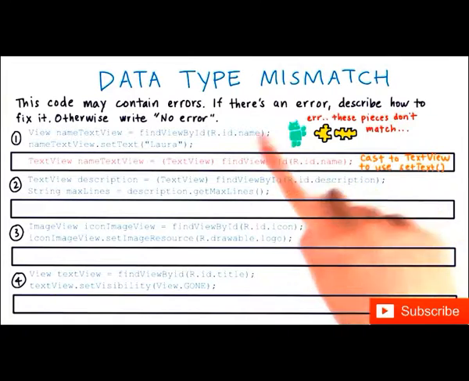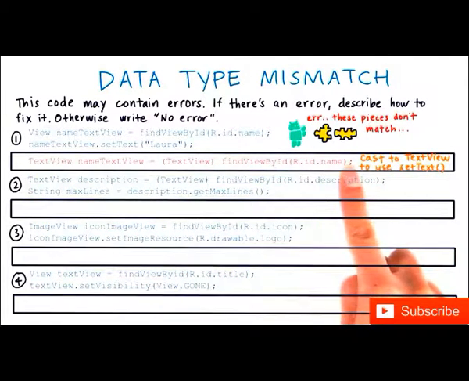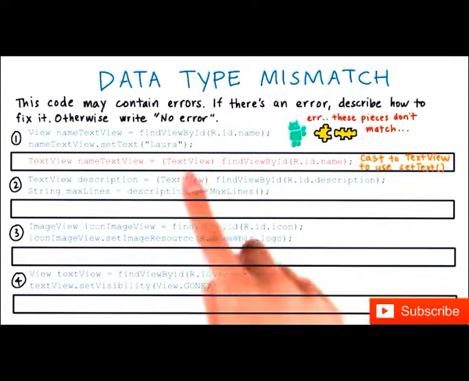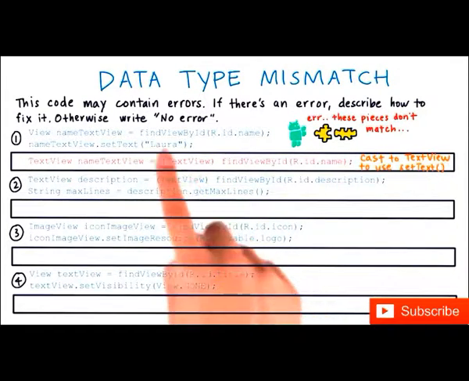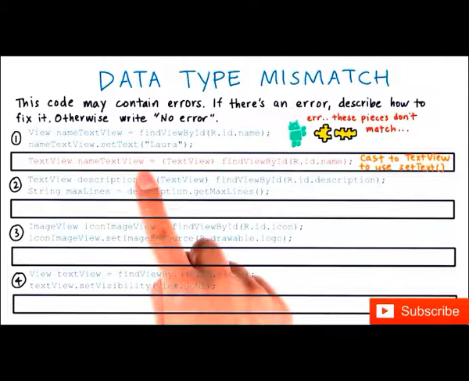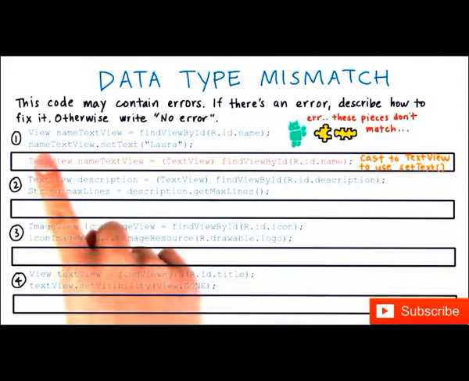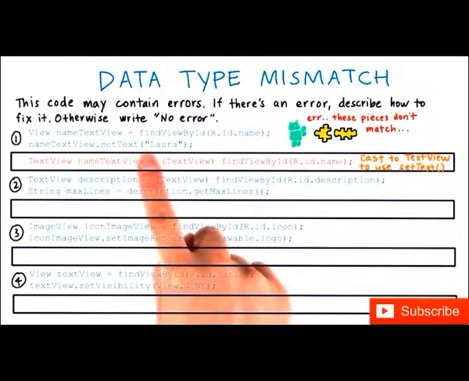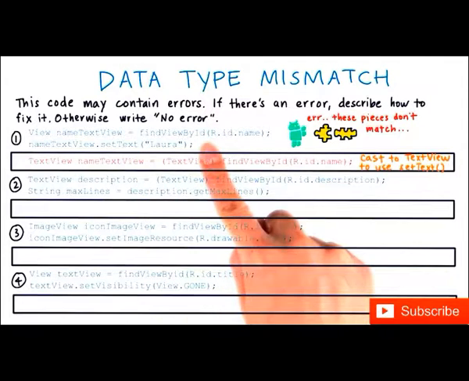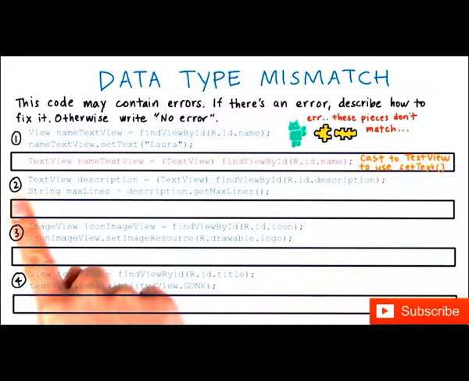The error is on line 1, so I wrote the correct code right here. The general explanation is that we need to cast this view into a text view and then store that inside a nameTextView variable. That way we can call nameTextView.setText, which is a TextView method, on the next line of code here. Let's move on to number 2.